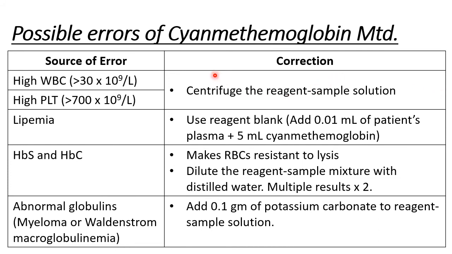Okay. Another information na kailangan natin alamin, no? Itong mga sources of error for the cyan-methemoglobin method since it is the gold standard for the quantitative analysis of your hemoglobin. So, unahin natin, no? High WBC and high platelet count may hinder the analysis of your hemoglobin. Okay? So, makaka-disturb siya with the lysis of your RBC. Lipemia and abnormal globulins may present as turbidity, no? So, kailangan din ma-address natin yan. Okay? And your HbS and HbC, itong mga types of hemoglobin can resist the lysis. So, hindi mo rin sila nababasa under this method. So, ito yung mga correction natin dyan.